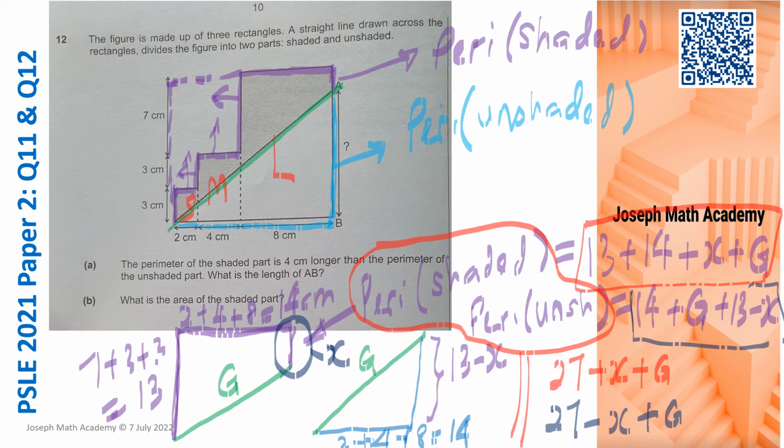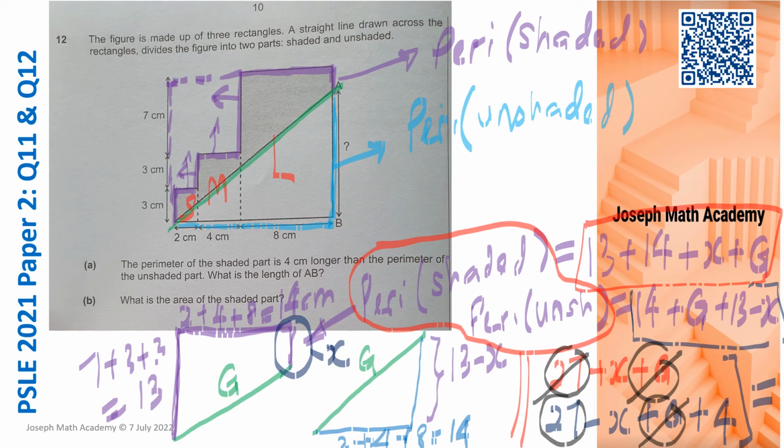Now, to make the two perimeters equal, I have to add 4 to the unshaded. Now, these two are equal to each other. So it's equating the two equations. When we equate the two perimeters, we can conclude that this is similar. When we compare them, these two are the same, so they are gone.